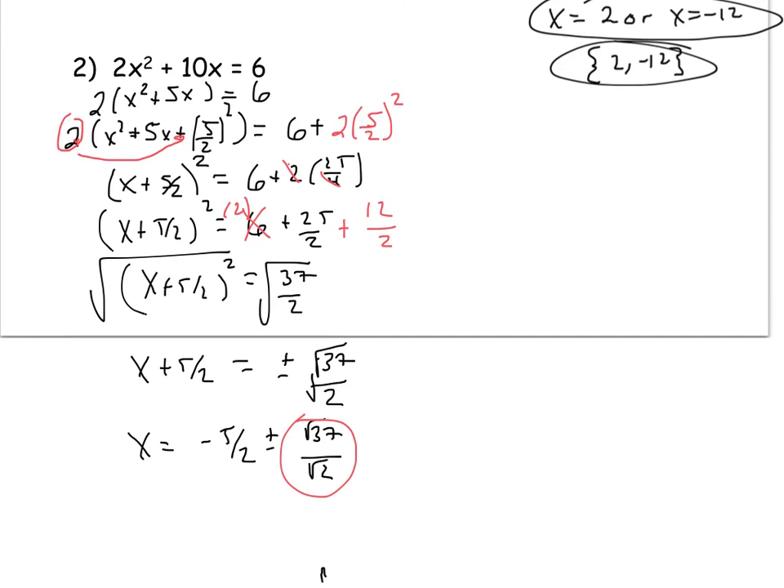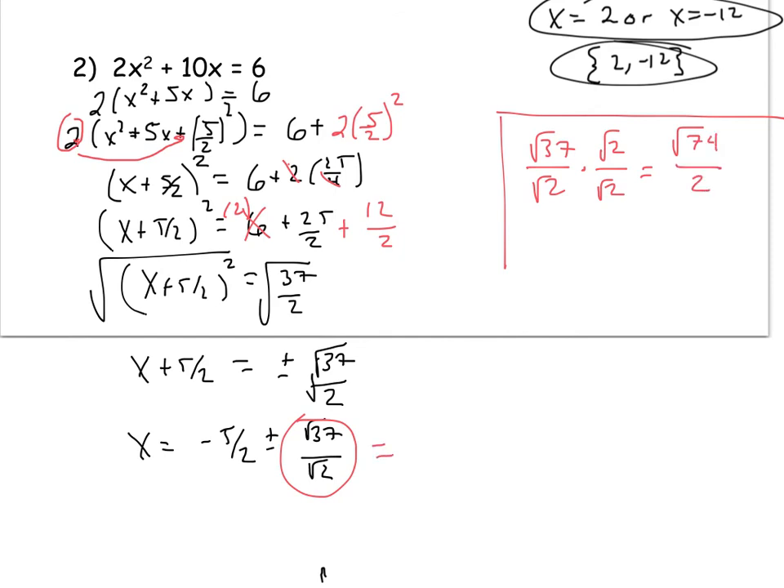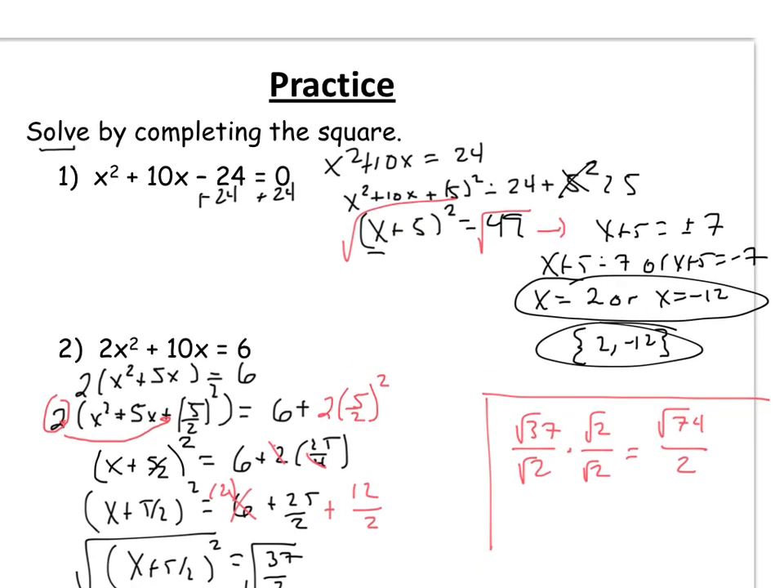And so what we're going to do to rationalize is I'm going to do some side work right here. So I have root 37 over root 2 times root 2 over root 2. 37 times 2 is 74, so I have root 74 all over 2. And so this final answer is going to be negative 5 halves plus or minus root 74 over 2. So once again, we're dealing with the radicals. That becomes a little bit more of a challenge. And in the previous example, we saw that it's pretty easy to do when we have an even number here and no leading coefficient.